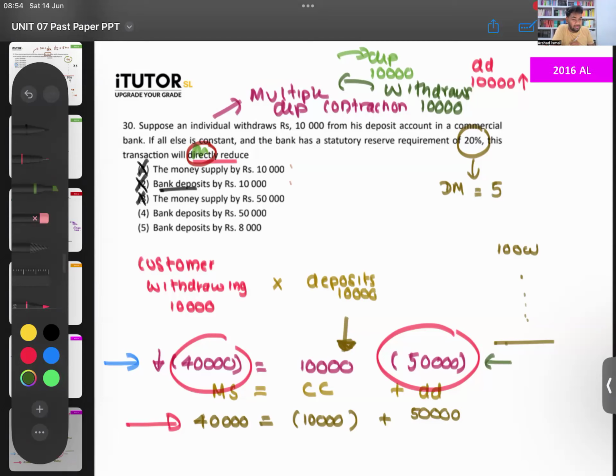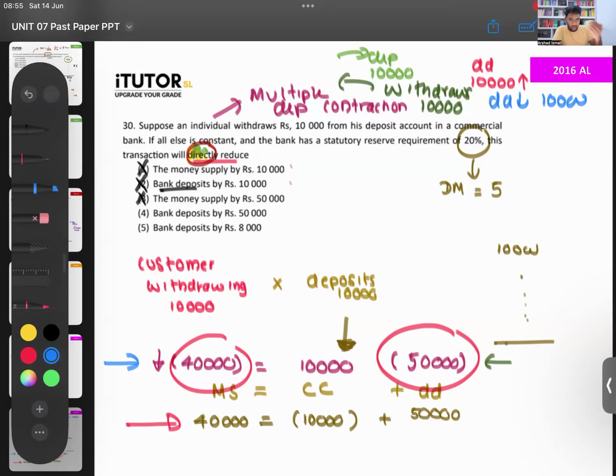Demand deposits fall by 50, money supply falls by 40. That would have been correct. But here, we missed the word direct. So it will directly reduce my demand deposits by 10,000. So when you talk about the direct impact, we don't talk about money supply because money supply can't change.